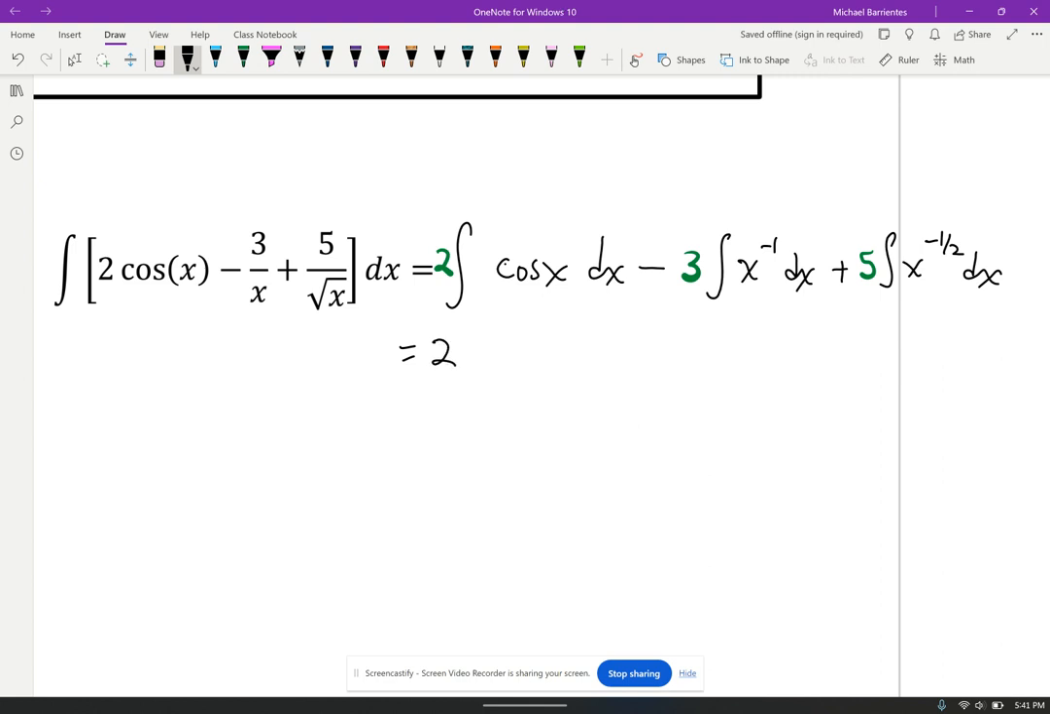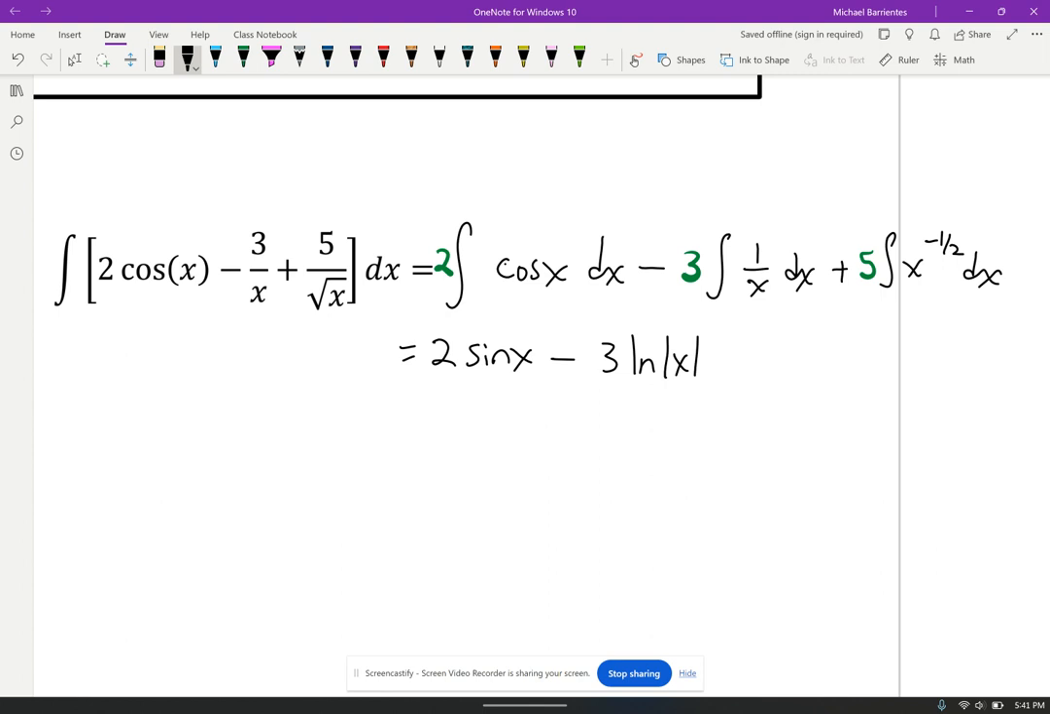The antiderivative of cosine x is sine x minus the antiderivative of x to negative 1 would be x to the, oh, wait, how does that work? X to the 0 over 0? That's not possible. Oh, you know why? Remember what the rule list said? It said that if it's 1 over x, this is the natural log of the absolute value of x.